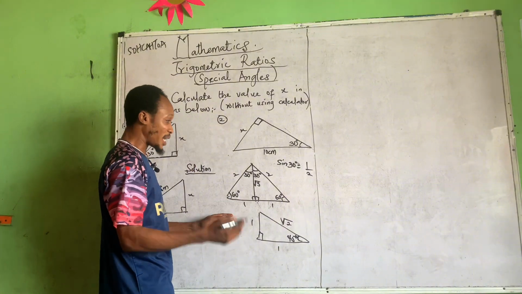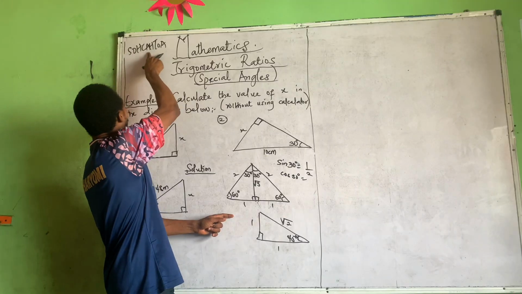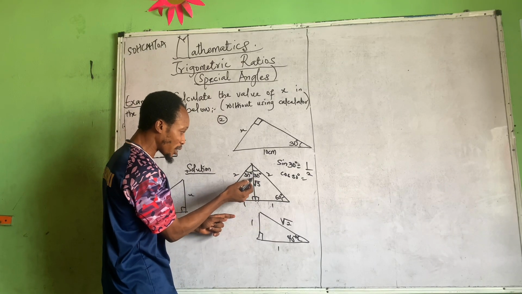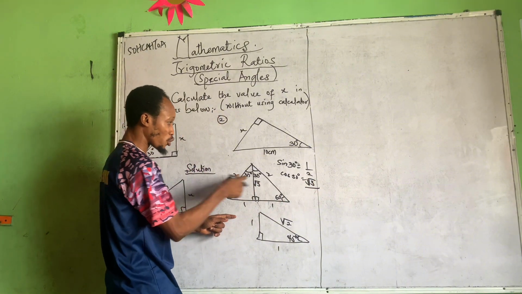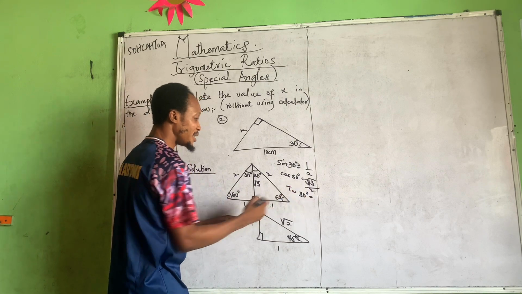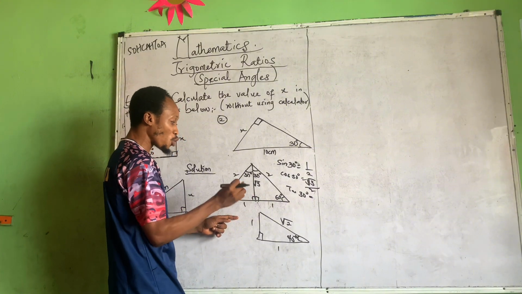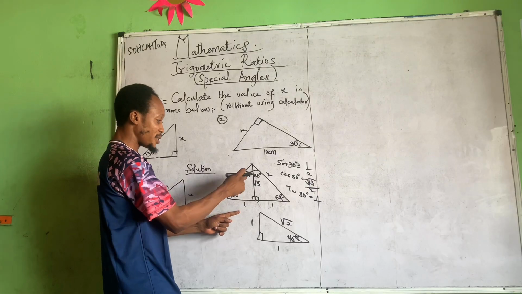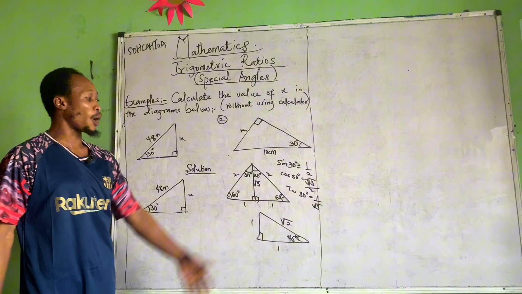Now, if you are to get cos 30, it is still the same thing, adjacent over hypotenuse. So the adjacent of 30 is the one lying on the angle 30, which is what? Root 3 over hypotenuse, which is also 2. Then tan 30 is equal to opposite over adjacent. So the opposite of 30 is 1, and the adjacent is root 3. So that's how we got our special angles.